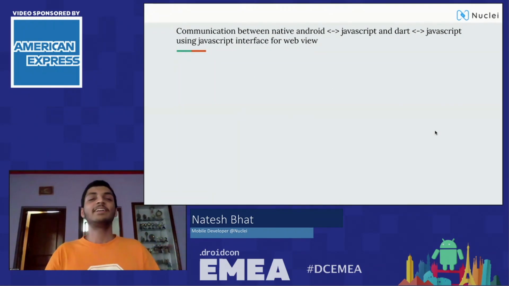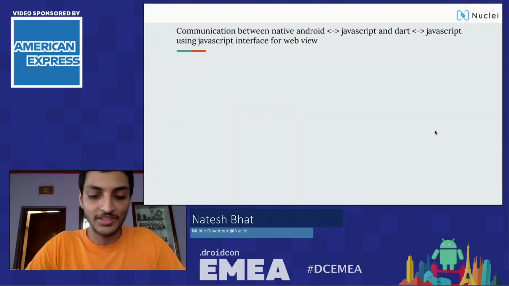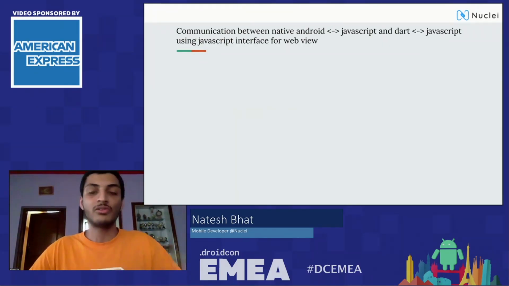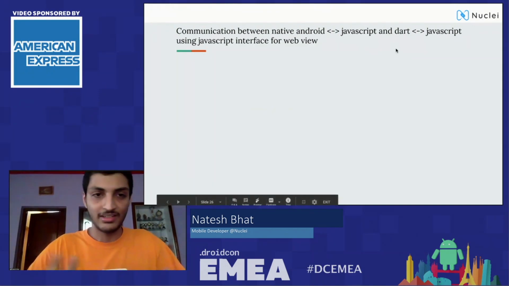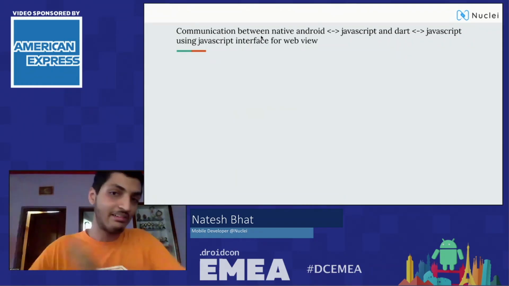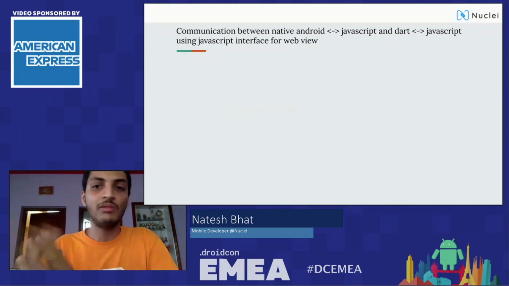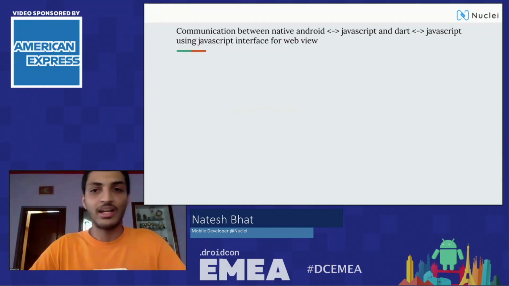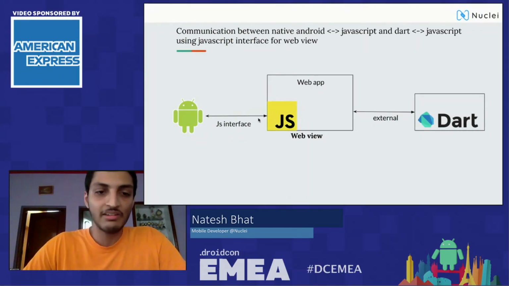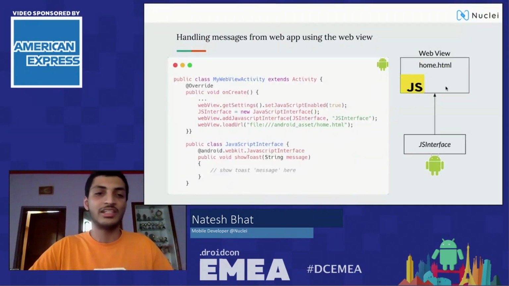All right, and then when dealing with these kinds of hybrid frameworks, we need to handle communication properly, and we need to figure out better ways to communicate. So here another challenge we faced was how to communicate from native Android to JavaScript, which is nothing but the web app, and how to communicate between Dart and JavaScript. Okay, we were able to achieve this through the JavaScript interface, which is provided by the native web view, and also the external keyword. We'll look at the details of it.